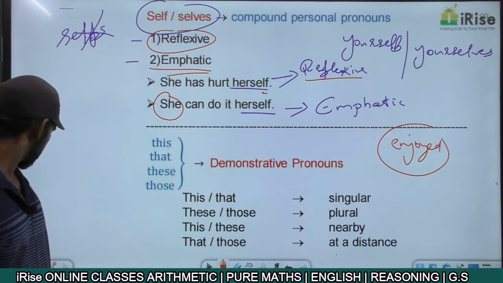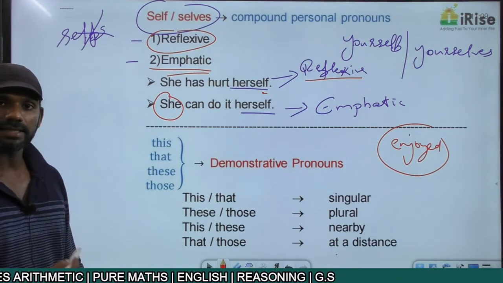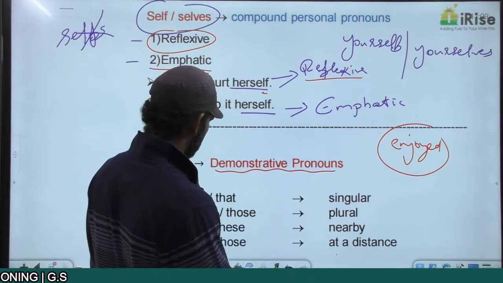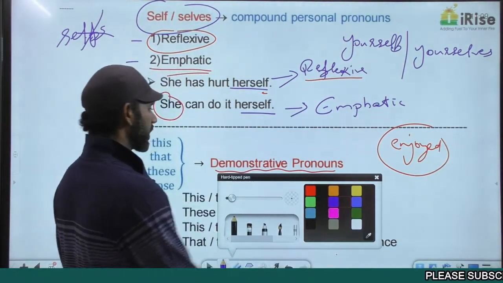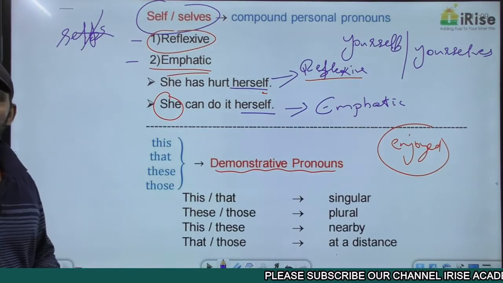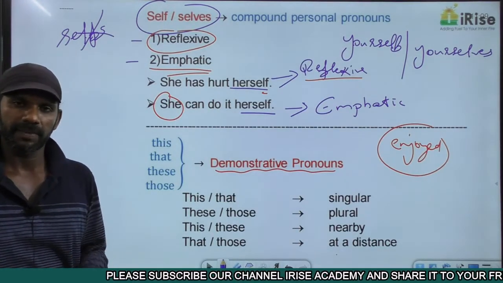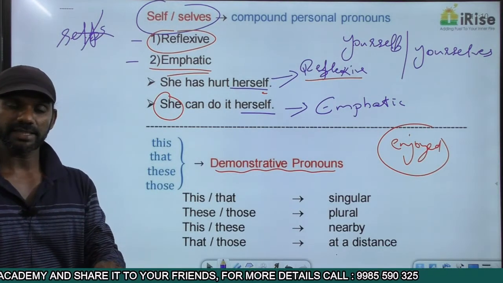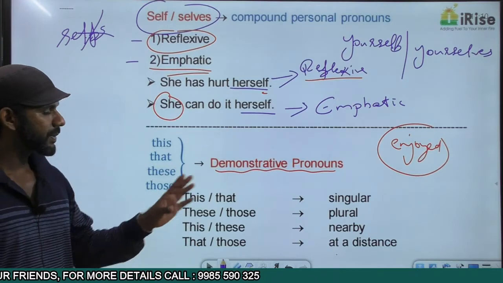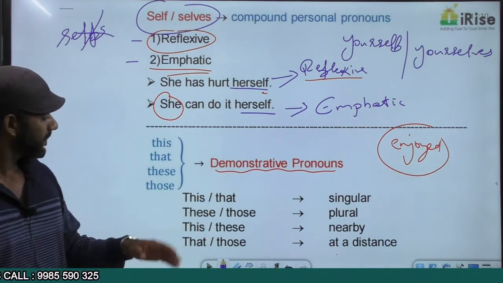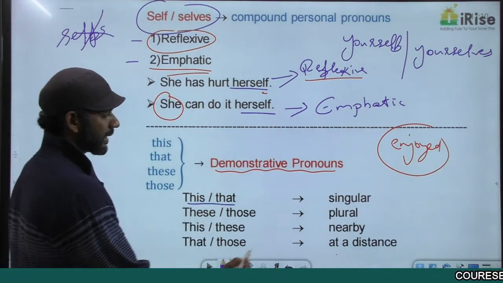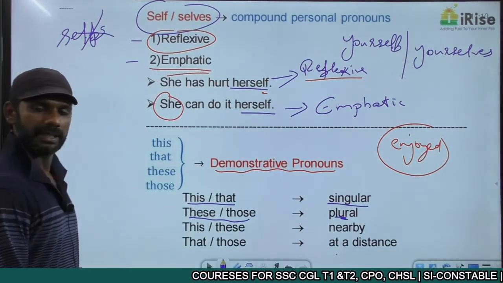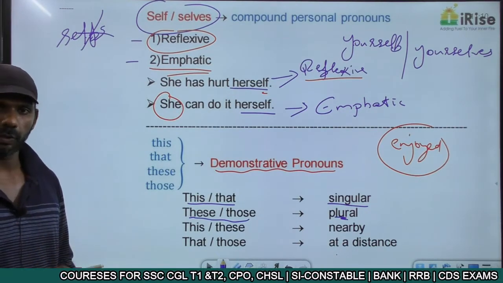Now come to these pronouns. This, that, these, those. These are termed as demonstrative pronouns. They are called demonstrative pronouns because we use these pronouns only when we demonstrate something, refer to something specific, like this book, that book, these books, those books. Now this and that are singular, these and those are plural.